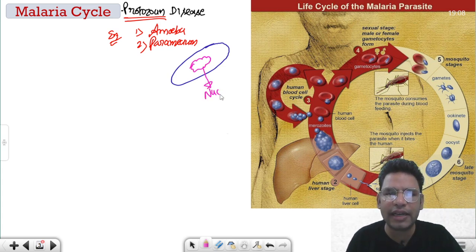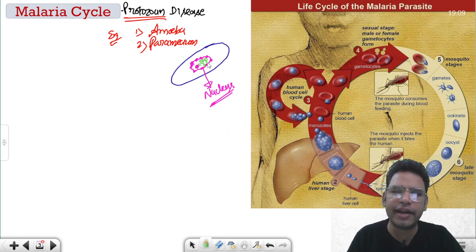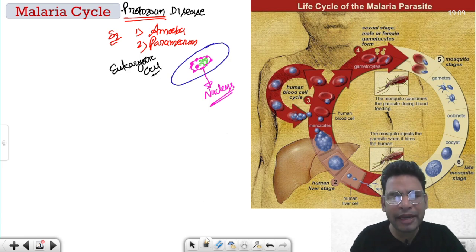It has a well-developed nucleus, right? So the nucleus has all the essential components: nuclear pores, nuclear membrane, there is a nucleolus, and DNA is also sitting there, in terms of chromosomes. So it is a eukaryotic cell. Like we have amoeba and paramecium, we have, with some unusual properties, Plasmodium. This Plasmodium is responsible for malaria.